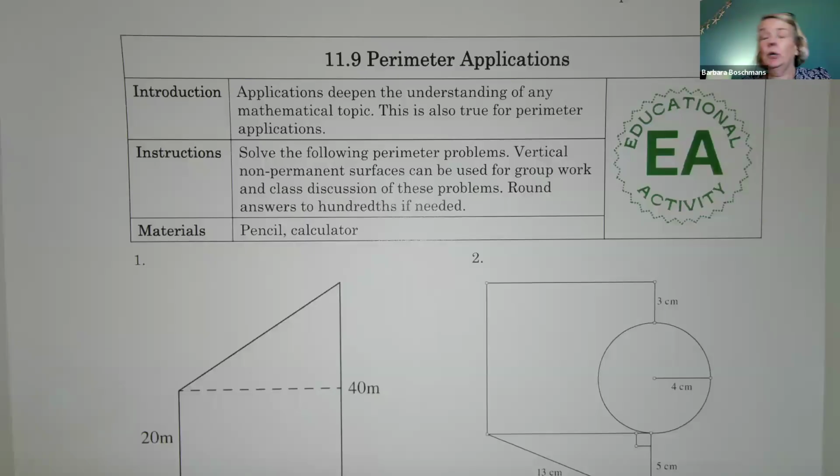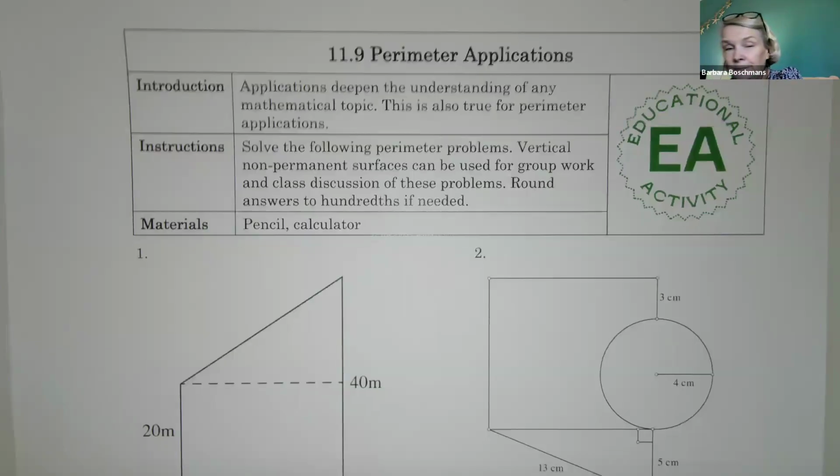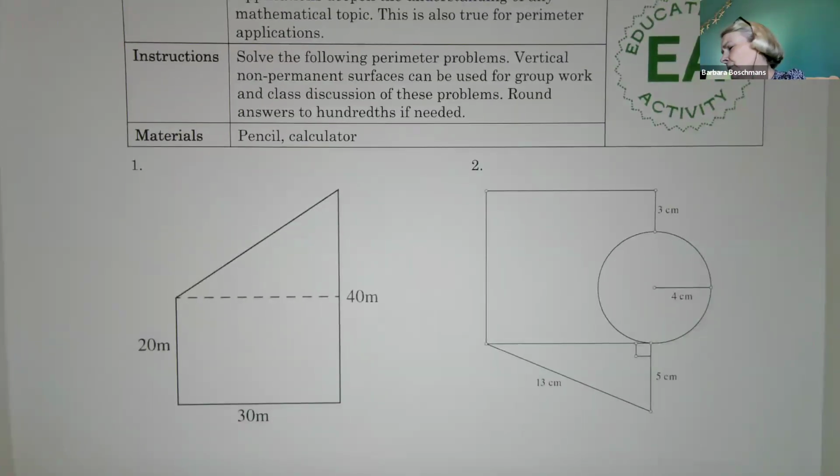Activity 11.9, perimeter application. So let's put all of our knowledge together with Pythagorean theorem and circumference. These problems use both those ideas. Number one, you have what looks like a rectangle and a triangle on top, and we are looking for perimeter.